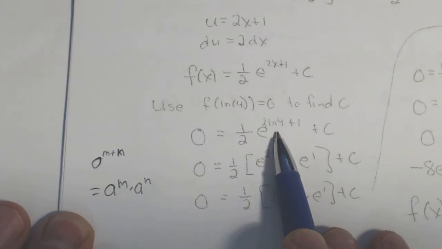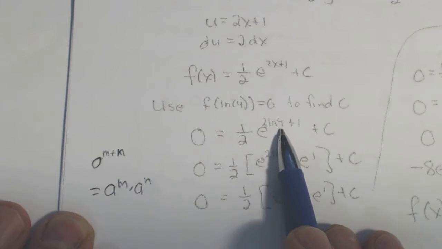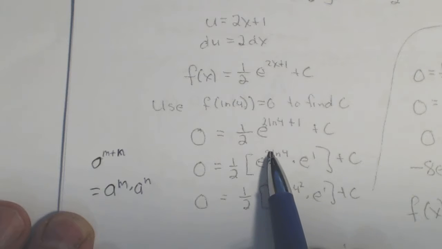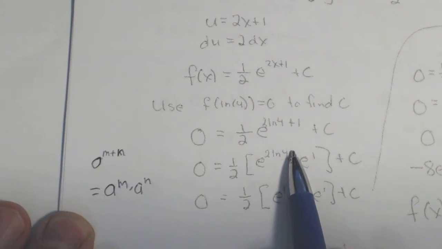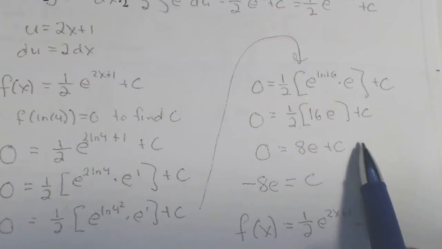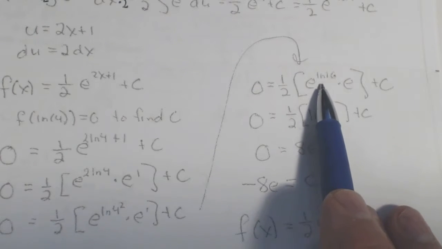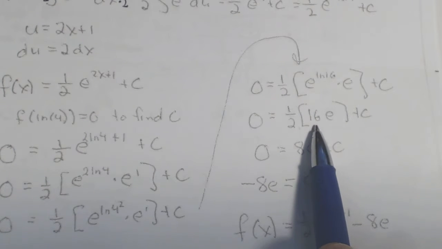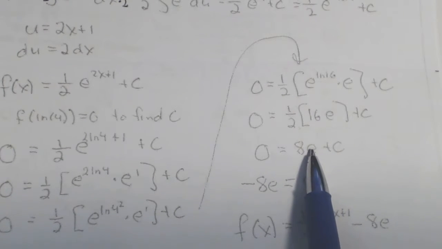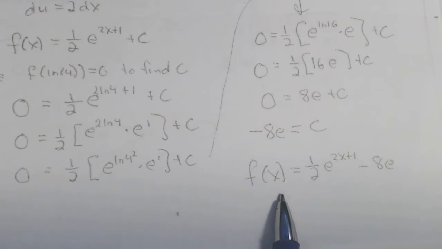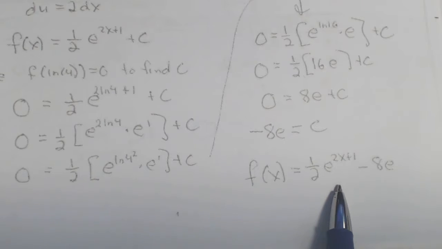We've got these guys added, so I can write this as e to the 2 ln 4 times e to the first. Now, I could use my properties of logarithms that says I can bring that power up over the 4 and make that ln 4 squared. Well, 4 squared is 16, and that gets me to here. Now, e to the ln 16, since e to the x and ln x are inverses, is just plain old 16. A half of 16 is 8, and now I solve this. C is negative 8e, and there is the end of my problem.